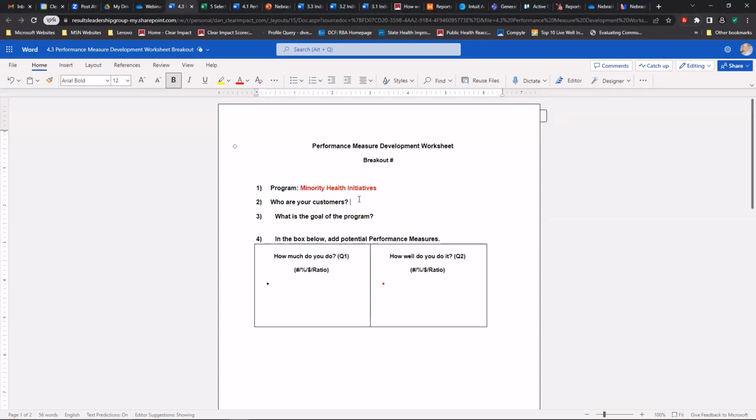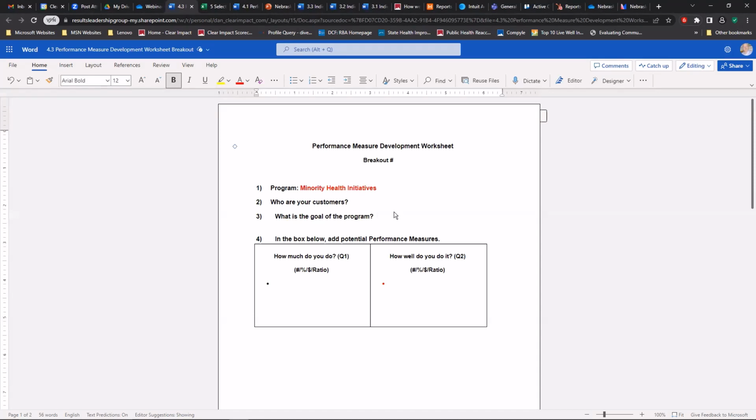Who are your customers for your program? And what is the goal or purpose of the program? It's easier to do the goal first. So again, why are you doing the minority health initiative? What are you trying to change? What is the goal of the initiatives?